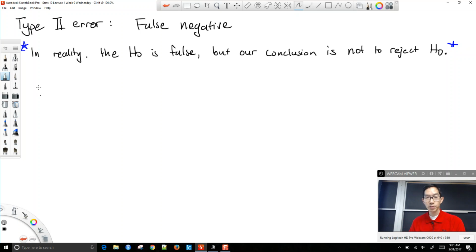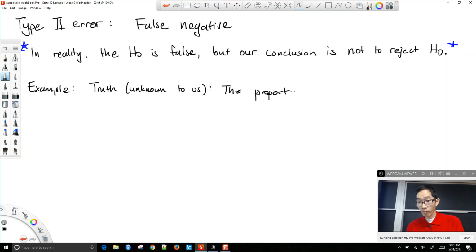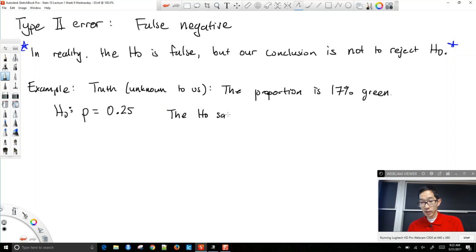Okay, so for example, the example here will be truth. The truth which is unknown to us is that the proportion is 17% green. Okay, so we'll say the bucket truly is 17% green. You know, our null hypothesis, maybe the null hypothesis says that the proportion is 25% green. Okay, and that's wrong, right? Because the truth is that it's 17% green. Our null hypothesis is wrong.